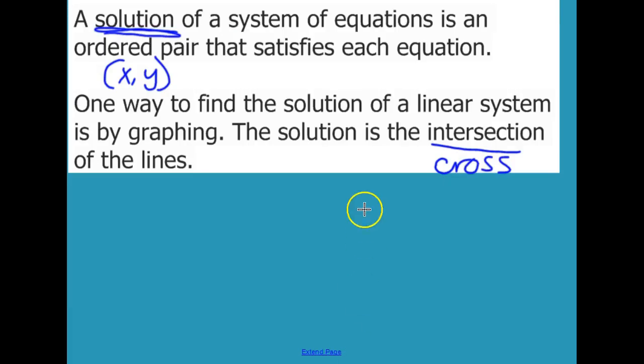So if we have our x and our y axes, oops, that was not good. Let's try that again. If we have our y and our x axis there, and we graph two lines, let's say this line looks like this, and the other line looks like this. That point right here where they cross, like 2, 1, would be our answer to the linear system.